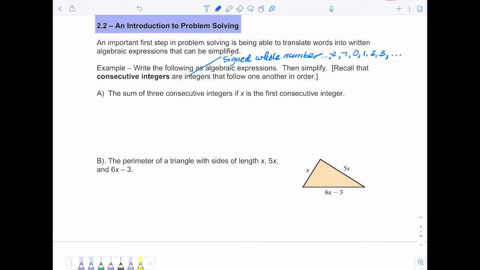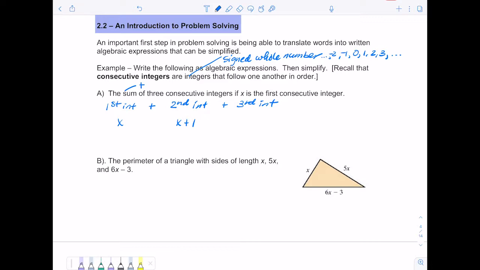Here we're looking for the sum of three consecutive integers if x is the first consecutive integer. So what we need to do is translate this into an algebraic expression. We've got our first integer, and sum means to add. So we're going to be adding the first integer plus the second integer plus the third integer. If my first integer is x, how would I get to the next integer? Let's say x is 1. If I want to go to the next integer, it would be 2. How do I go from a 1 to a 2? You're just going to add 1. So I'm taking that first integer and adding 1.